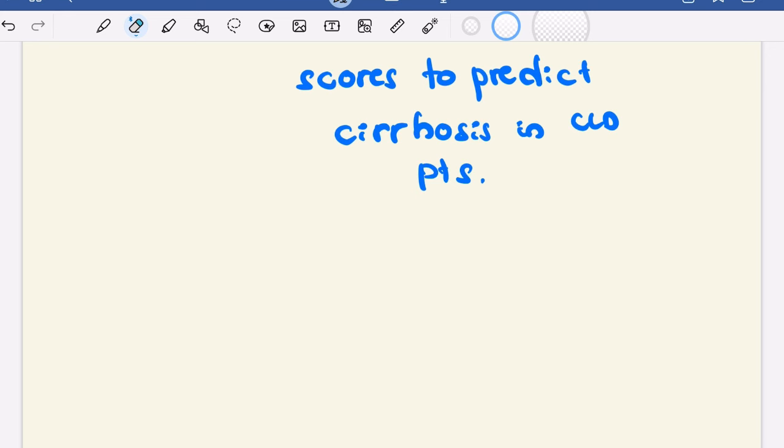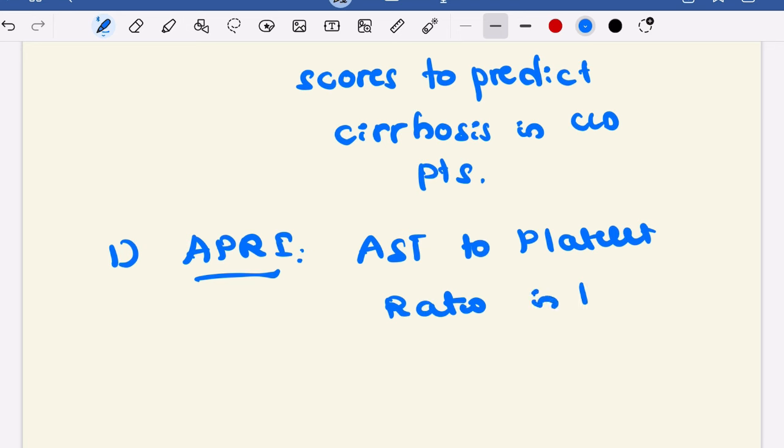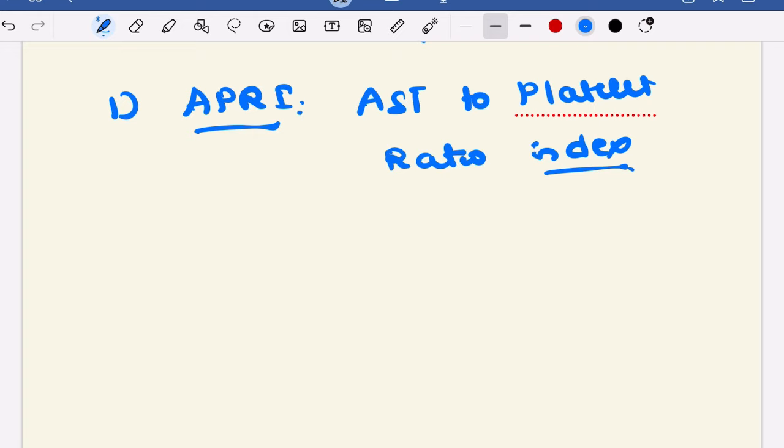First one is your APRI. What does it mean? It is AST to platelet ratio index. That is your APRI. It is a simple tool to predict cirrhosis in patients with CLD. It just needs only two parameters, that is your AST and platelet. That's it. So let's look at the formula to calculate APRI.